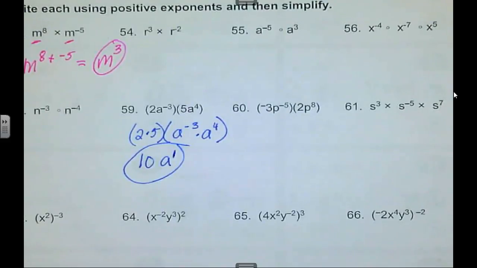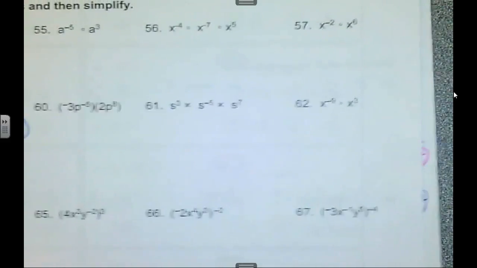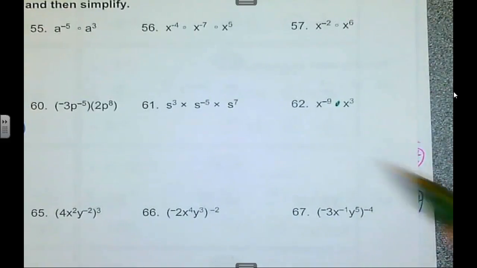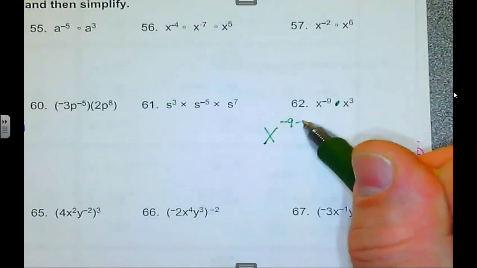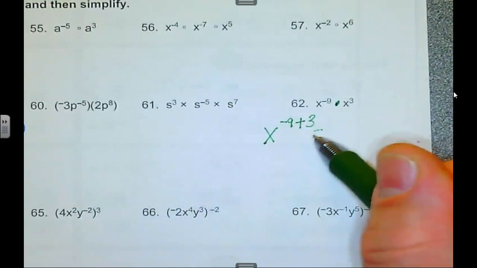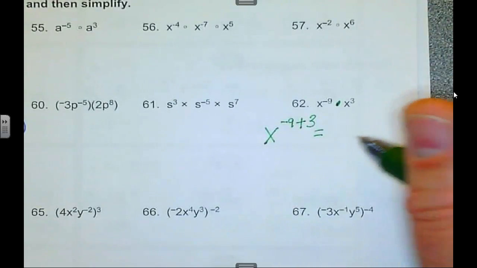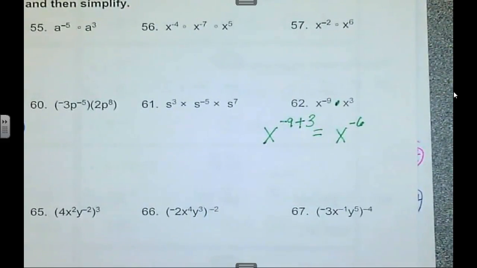What about number 62? I have x to the -9th times x to the 3rd. Careful, I'm multiplying. So what do I do with the exponents? Same base. Add them, right? Okay, what's -9 plus 3? -6. Okay, what did I tell you about negative exponents? Make it positive.